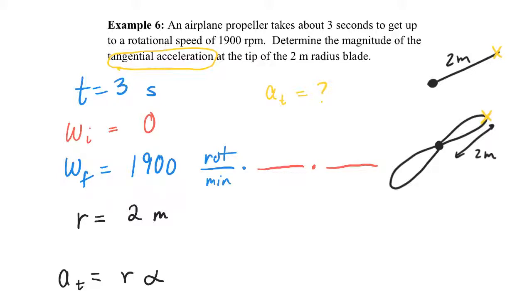So I want to get rid of minutes, which are in the bottom. So I'm going to put minutes up top. I'll put seconds in the bottom. There are 60 seconds for every 1 minute.